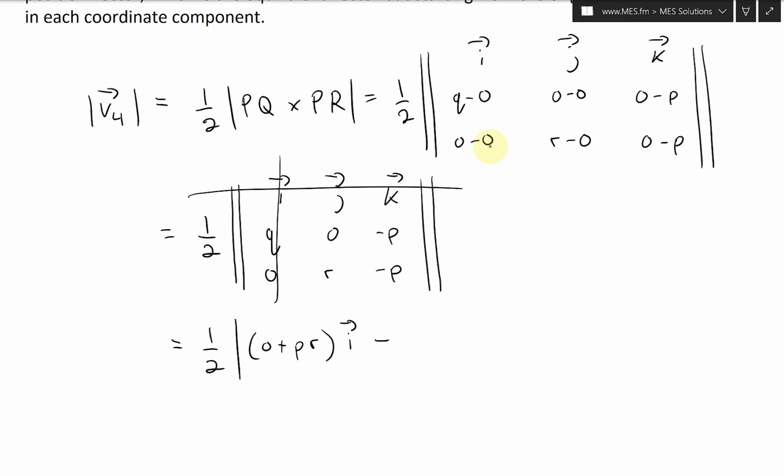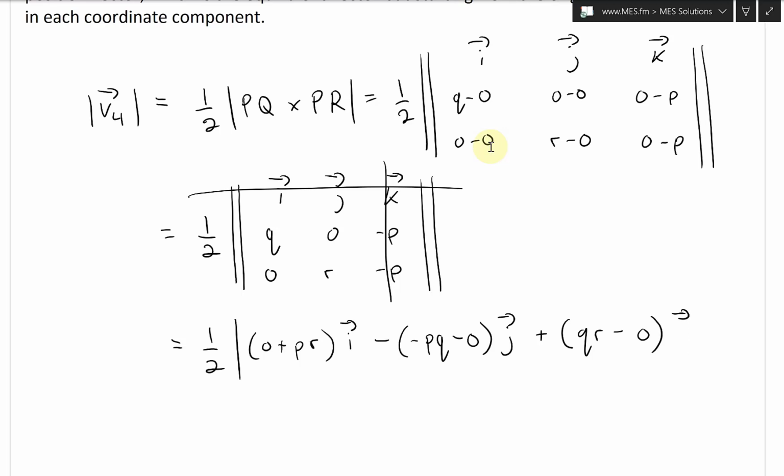And now we'll do subtracted by, get rid of this, cross this out. So Q times negative P is going to be negative PQ minus negative P times 0, 0. This is the j component. Now the next one is going to be plus, get rid of this, cross this. So we're going to have QR minus 0 times 0, 0, and then this is k. Like that. That's fascinating stuff.